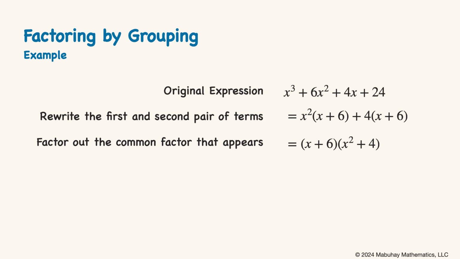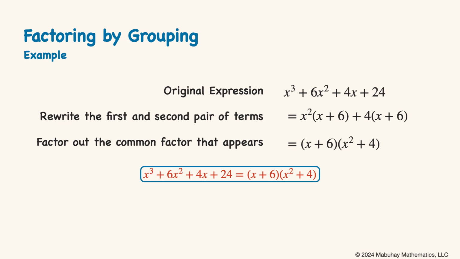If we need to, we can summarize that with a single equation. x cubed plus 6x squared plus 4x plus 24 equals the quantity x plus 6 times the quantity x squared plus 4. And that's factoring by grouping.